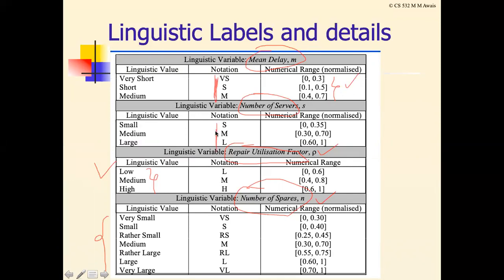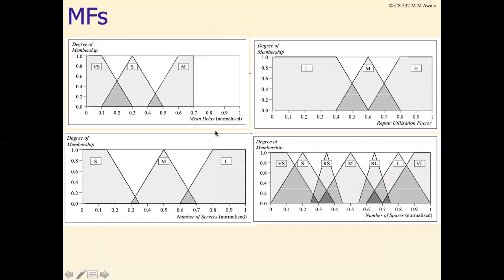ठीक है. You should go through this example yourself. यहाँ पे membership functions की shapes दी हुई हैं, and you can see here that the membership functions are not uniform in nature. ठीक है. So they are representing different ranges.